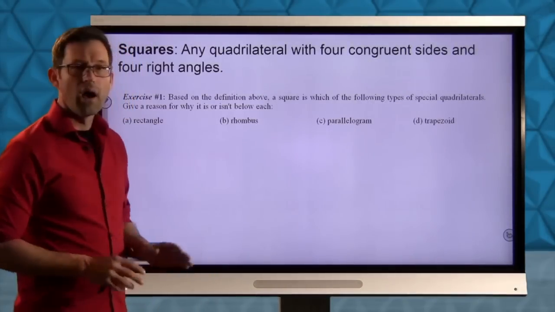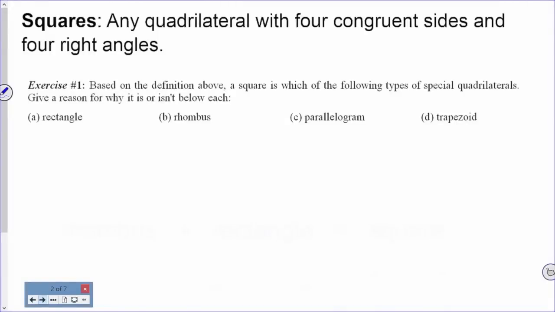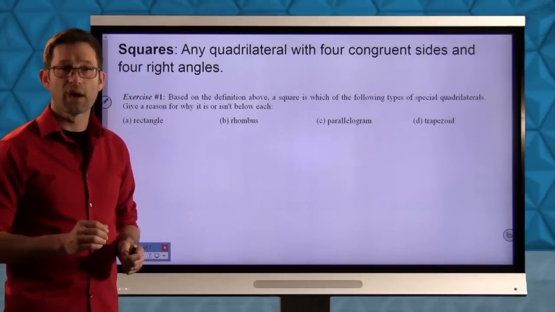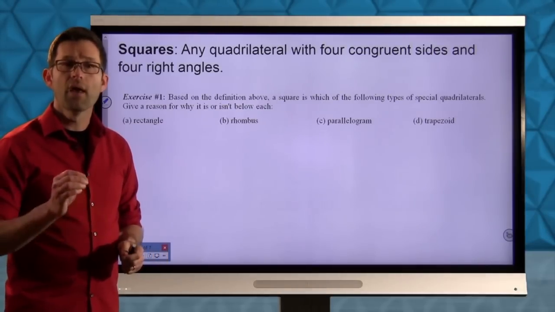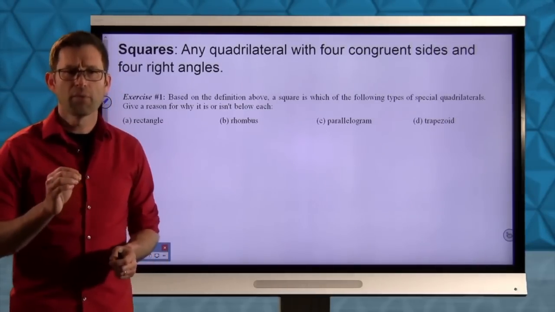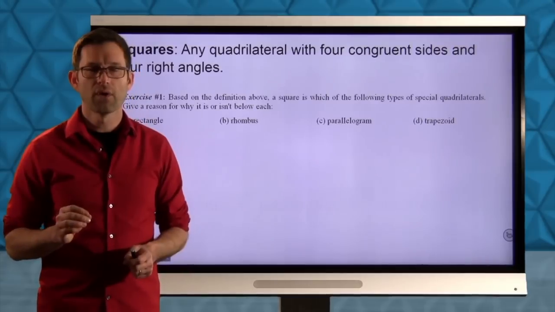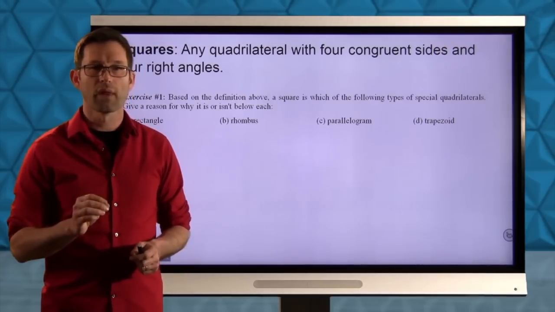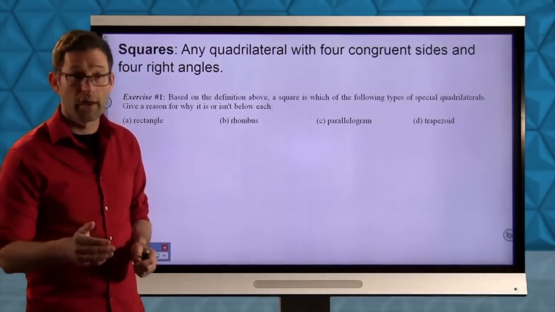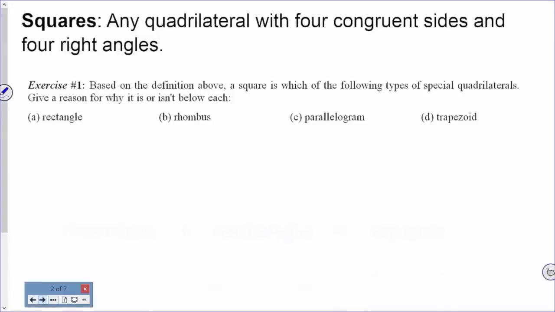All right, squares. Any quadrilateral with 4 congruent sides and 4 right angles. Now right away, I want to push you a little bit to think about what other types of quadrilaterals squares are. Exercise number 1. Based on the definition above, a square is which of the following special quadrilaterals? Give a reason for why it is or isn't below each.